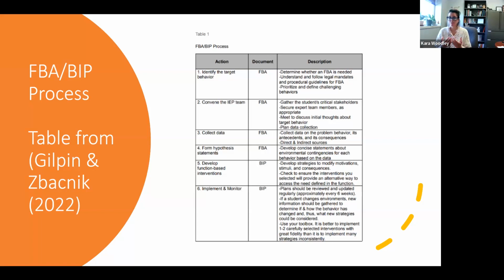During the FBA, we're also collecting data. You're collecting data on the problem behavior, antecedents, and consequences. If you think back to last week, we talked about setting events, direct and indirect sources, what is happening. Those questions that I started with at the beginning are a great place to start. Then steps 4, 5, and 6 we'll talk about later on, in the next week, but we're also going to address them today. Form hypothesis statements. Think back to the scientific method. Whenever we were in elementary school, we learned about the hypothesis and the scientific method. We're using that same framework here. Develop function-based interventions, and implement and monitor the BIP.